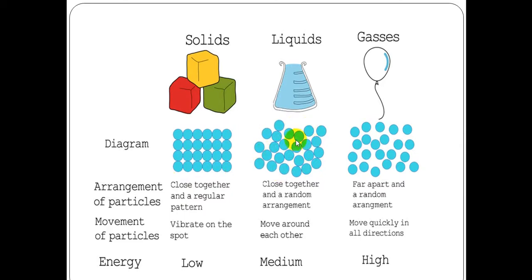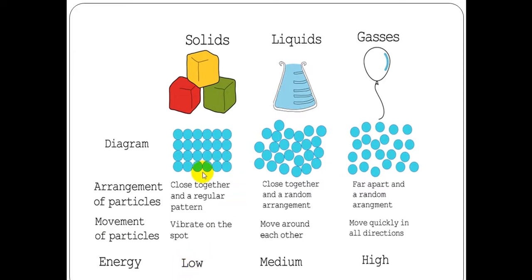But here they are random. They don't have a regular arrangement. Here they are far apart and they have random arrangement as well. Movement of particles, here we said they vibrate in their place. Here they move around, they slide past each other, and here they move quickly in all directions and they move freely. Energy, here they have the lowest amount of energy.